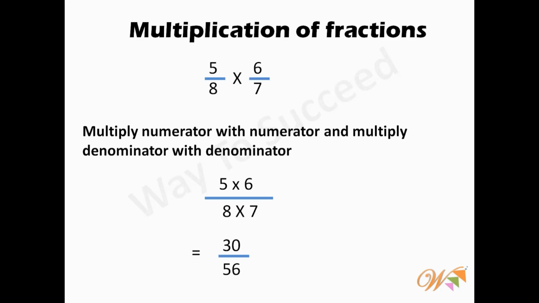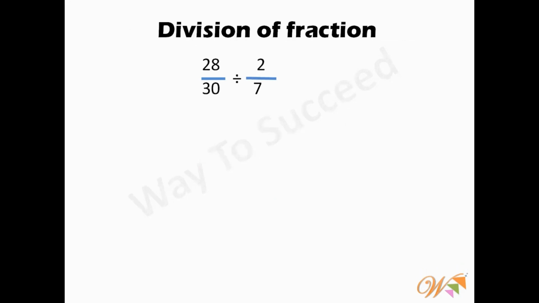Let's look at the division of fractions. Now division of fractions, though sometimes looks scary, we will make it simple. How do we make it simple? So here you have 28 by 30 divided by 2 by 7. We know that multiplication is easy in fractions. So we'll change it to the multiplication. How do we do that?